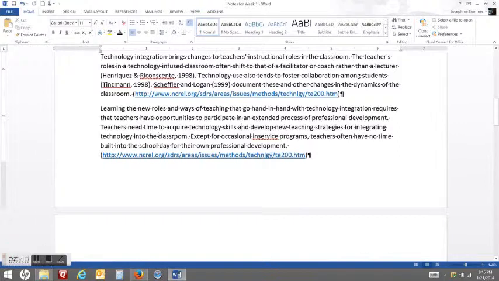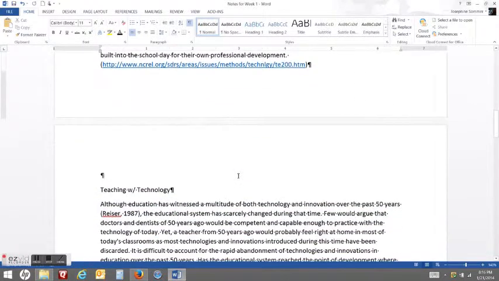But again, that's one of those things that, except for occasional in-service programs, teachers often have no time built into the school day for their own professional development.